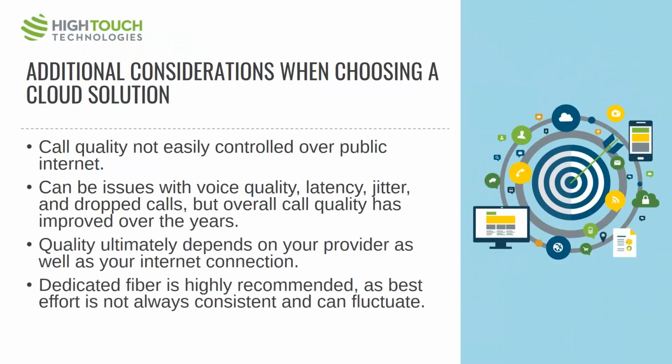There are a few additional considerations when choosing a cloud solution. Most cloud phone systems run over the public internet, where call quality is not easily controlled. Overall, call quality has improved over the years, but there can still be issues with voice quality, latency, jitter, and dropped calls. The bottom line is that cloud phone system quality ultimately depends on your provider as well as your internet connection, as we previously discussed here. Also, dedicated fiber is highly recommended, as best effort is not always consistent and can fluctuate.